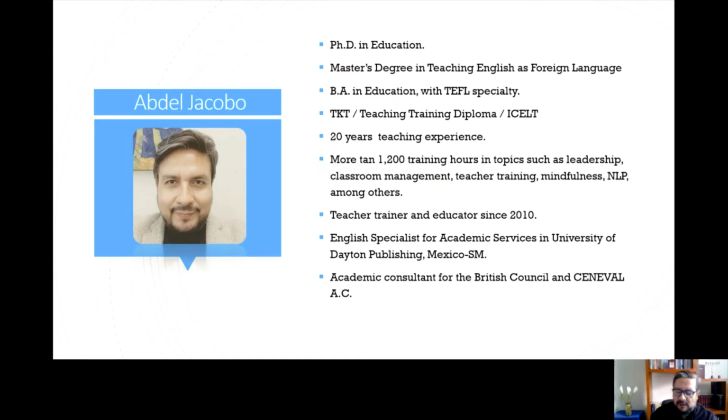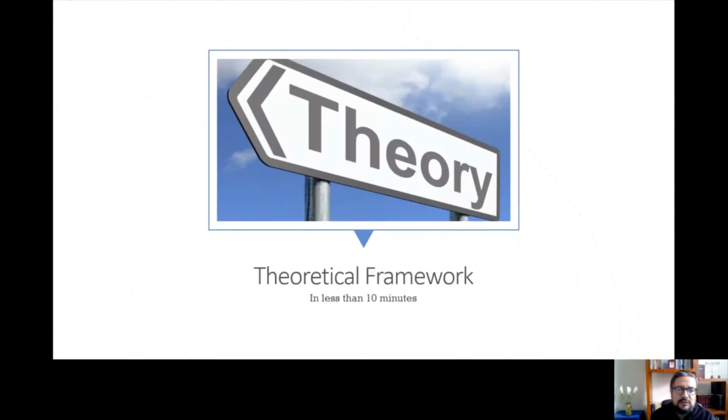And the idea, as I told you in the introduction, is to share some strategies. It is important to support what I'm saying with theory, so I'm going to present a theoretical framework. Don't worry, it's going to be fast, in less than 10 minutes. It is important because we are going to associate the strategies I'm going to present with the theory, or the rationale behind what I'm presenting.